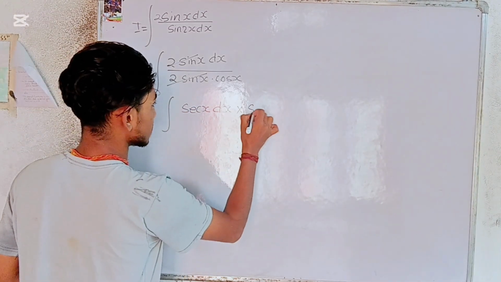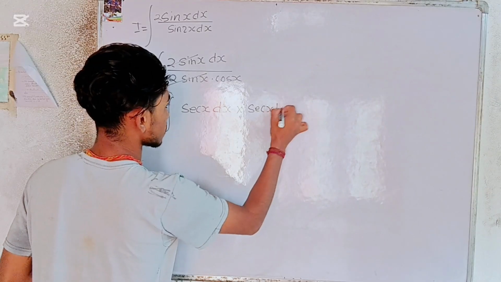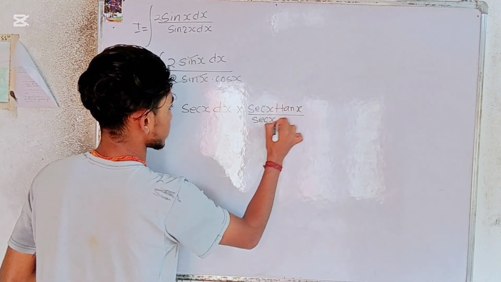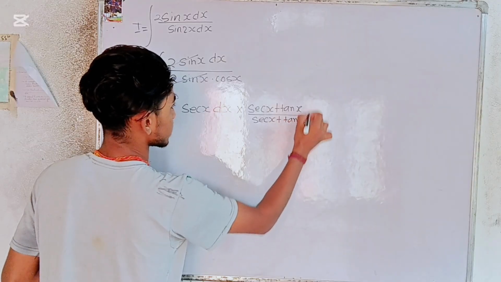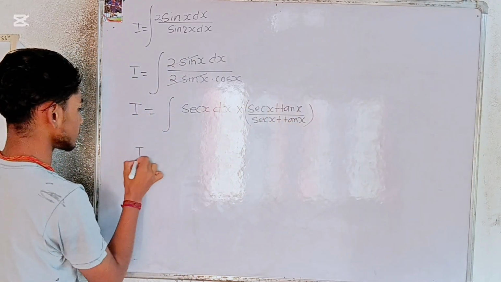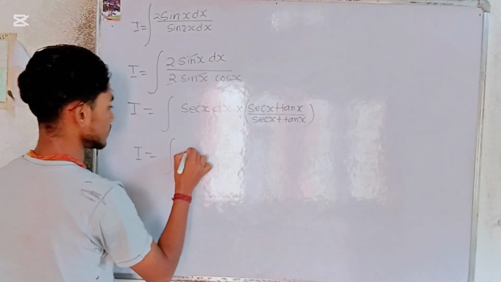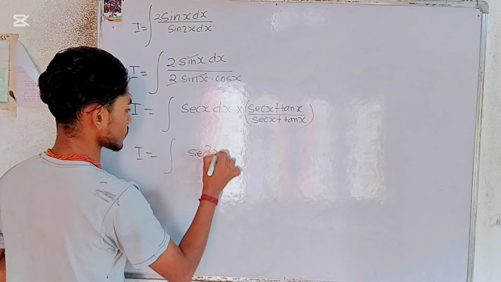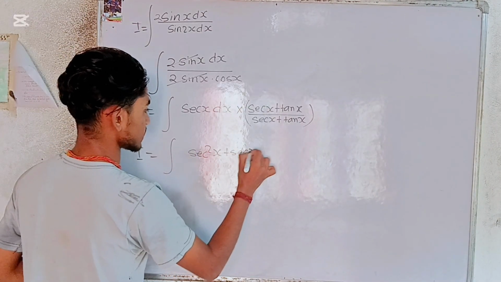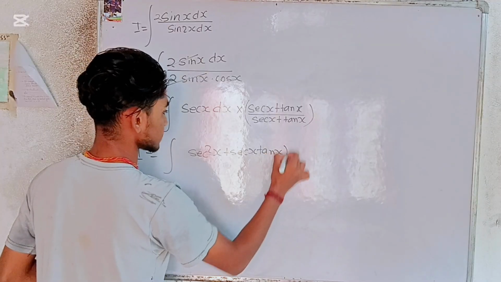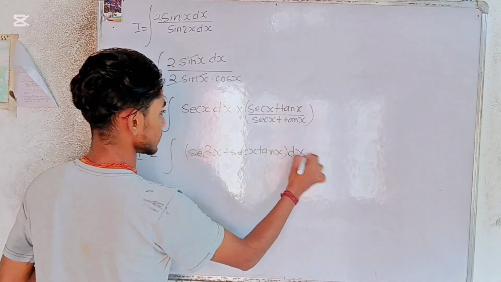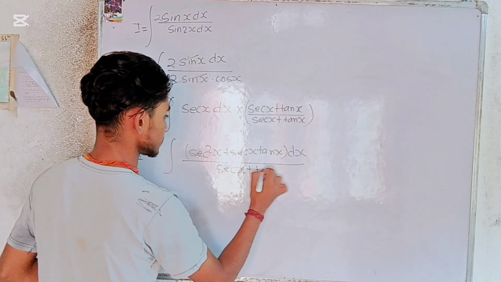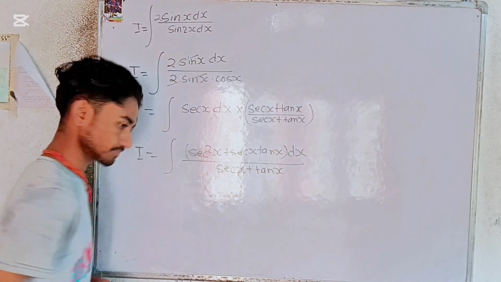And I'm going to multiply by (sec x plus tan x) over (sec x plus tangent of x). So I get I is the integral of (sec square x plus sec x tan x) dx over (sec x plus tan x).